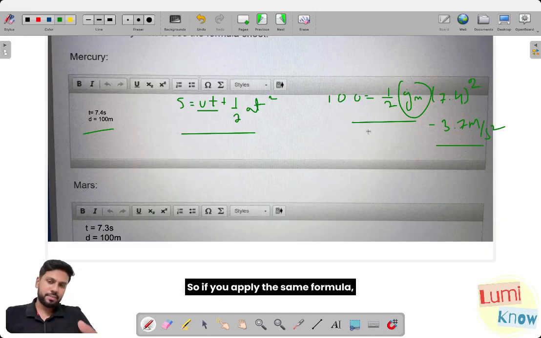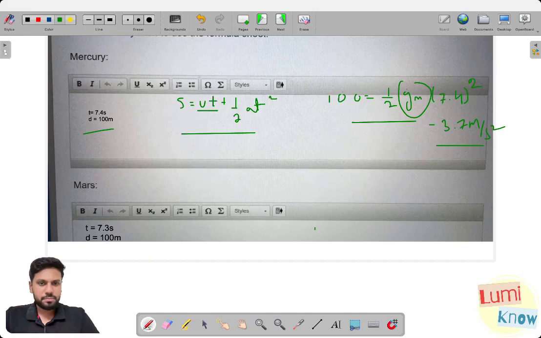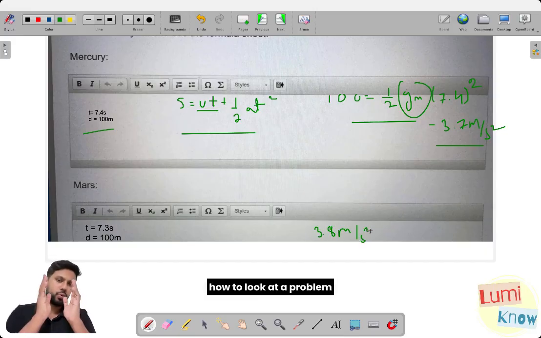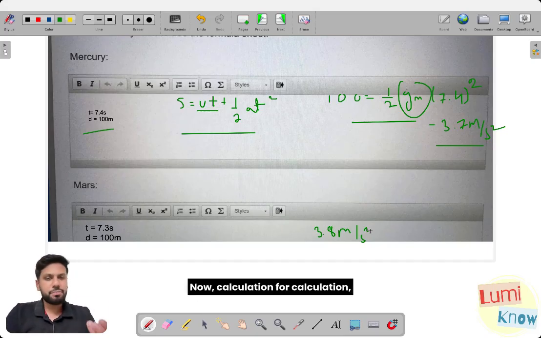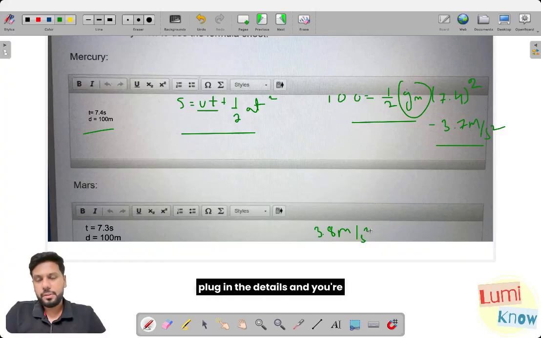So if you apply the same formula, what will you get? It's very simple, 3.8. Now I'm not doing it here because my whole idea is to make you understand how to look at a problem and how to solve a problem. For calculation, you have a calculator. I'm sure most of you already know how to use it, so I'm not worried about it. You plug in the formula, plug in the details, and you're going to get the answer.